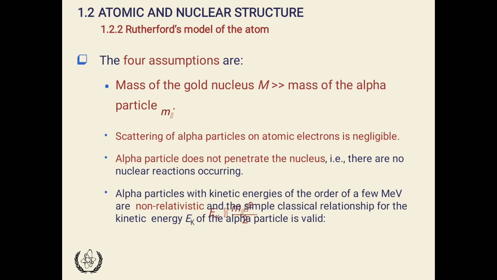The mass of the gold nucleus, that is capital M, is very much greater than the mass of an alpha particle. Scattering of alpha particles on atomic electrons is negligible. The alpha particle does not penetrate the nucleus, that is, there are no nuclear reactions occurring. Alpha particles with kinetic energies of the order of a few mega electron volts are non-relativistic, and the simple classical relationship for the kinetic energy of the alpha particle is valid.